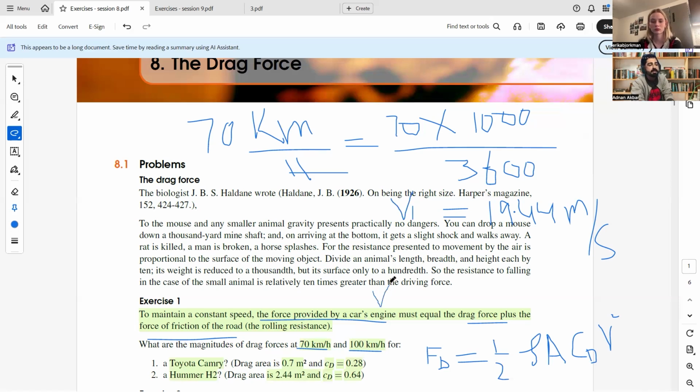And similarly, you can convert the second velocity. The second is 100 kilometers per hour, and we proceed with the same procedure: 100 multiplied by 1000 divided by 3600. Finally, we have the result for the second velocity in meters per second, 27.78 meters per second. So now we have two velocities in meters per second.